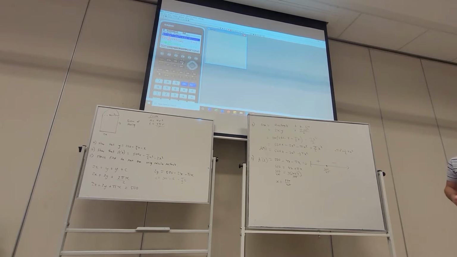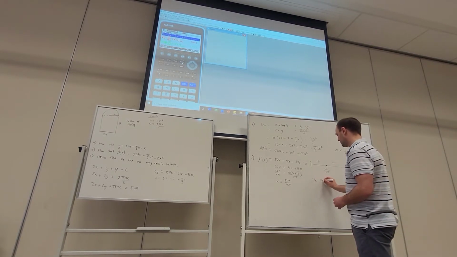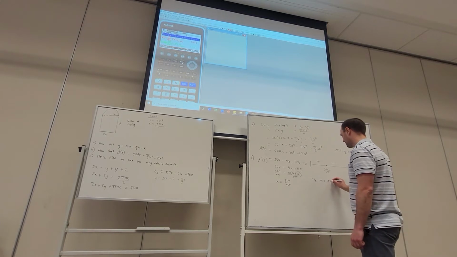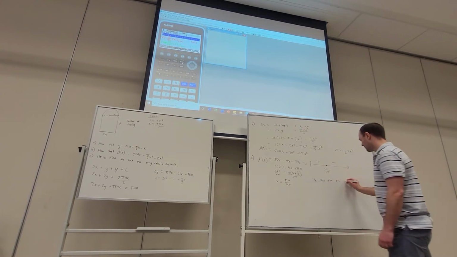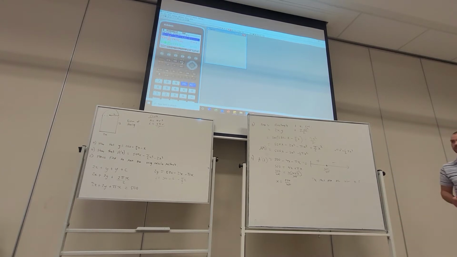And then we should answer the question. We can just say the max area occurs when x equals 500 on top of 4 plus pi. So it's quite a hard one. I'm going to talk through it again. And the question is almost identical to this, but we have a different number.